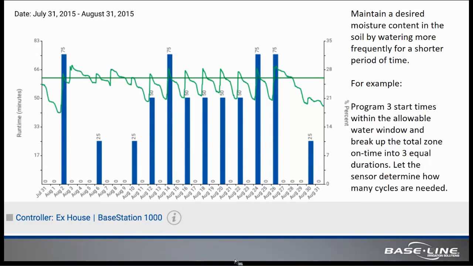So you can see on the 2nd of August, 3 cycles were required in order to get up to the desired moisture content for a total zone on time of 75 minutes, but there were several days where 25 minutes or 50 minutes were only required to achieve that moisture level in the landscape.